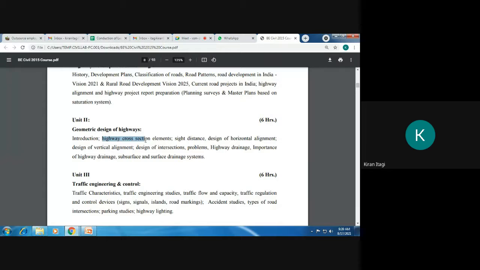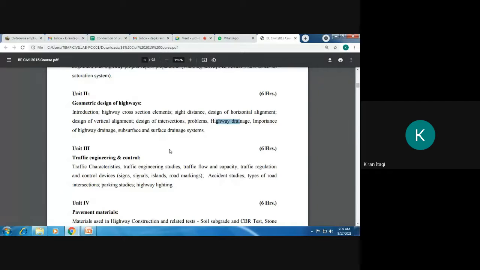So we have a number of different types of elements. Sight distance calculations are there, and this one is most important. Design of horizontal alignment and vertical alignment, which you have already learned in surveying. Intersection problems, drainage, etc. So this will be about the second unit.